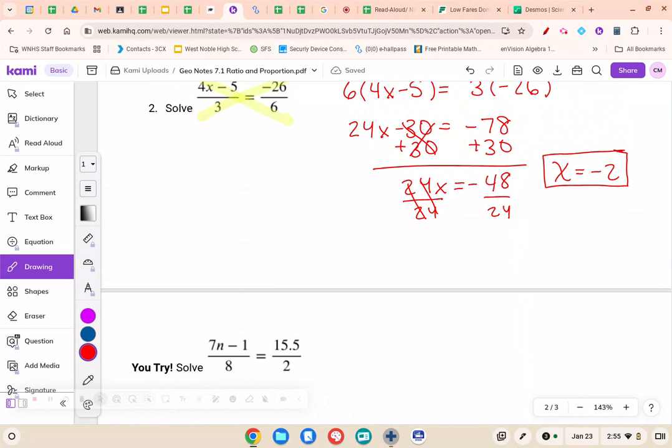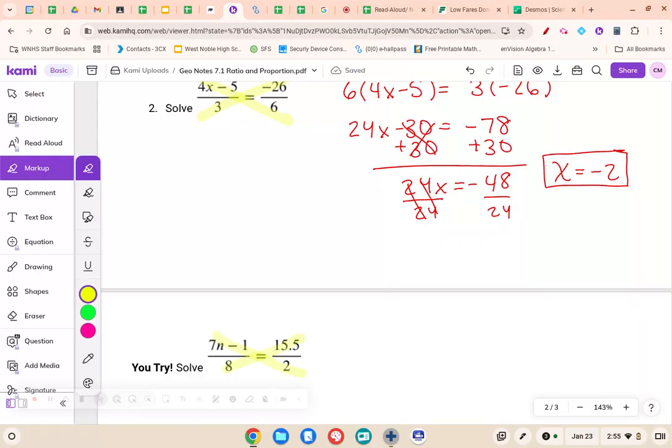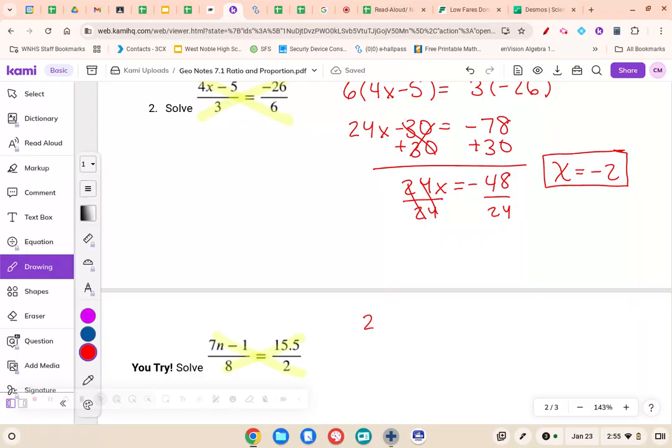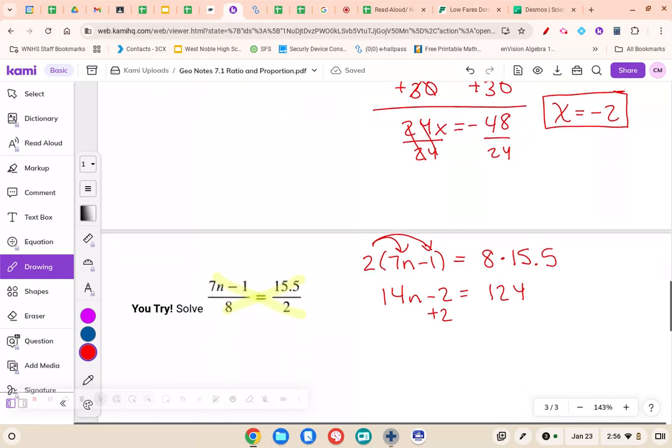All right, this is another problem where we have to cross multiply, and then we are also going to have to distribute. So we have 2 times 7n minus 1 equals 8 times 15.5. We distribute. We get 14n minus 2 equals 124. You can take 8 times 15.5 in your calculator, okay?